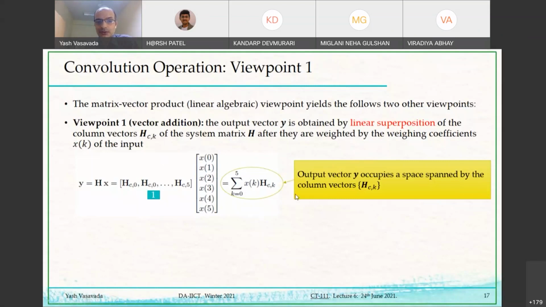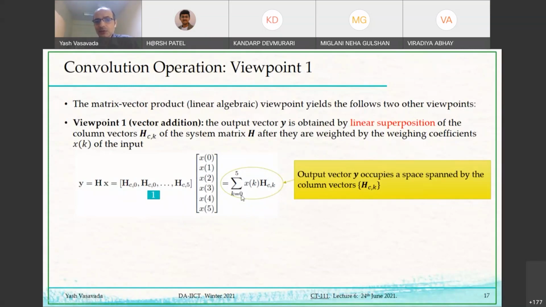It is this viewpoint, the linear superposition viewpoint, that we had seen just a while back, where we did actually the same operation, but we did it pictorially, right? We took the impulse response, we shifted it by one sample each time, weighted it by x of k, and then added them up. This is exactly that.